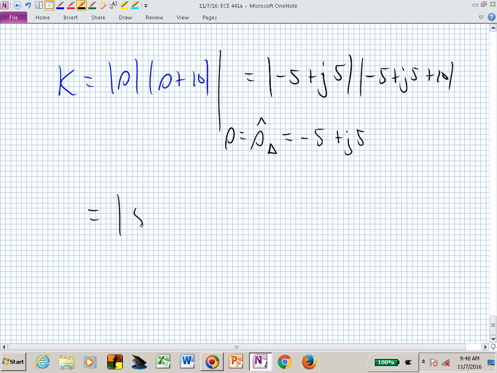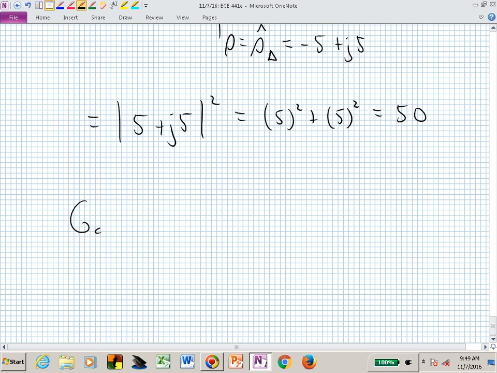Or we now have that duplication inside the magnitudes of our arguments. We really have 5 plus j5 squared, or 5 squared plus real part squared plus imaginary part squared. There's 2 quarters, we're at 50. Or now we have our controller. Our G sub C of s is now 50, s plus 1 over s plus 10.